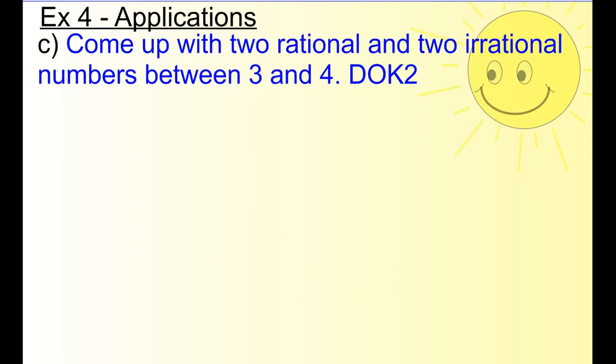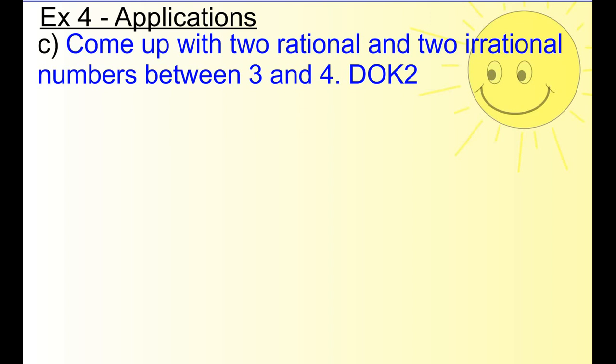What I'd like you to do is try letter C. It says come up with 2 rational and 2 irrational numbers between 3 and 4. Pause the video, try the problem. When you're ready to continue, hit play, and I'll come up with some of my own examples.